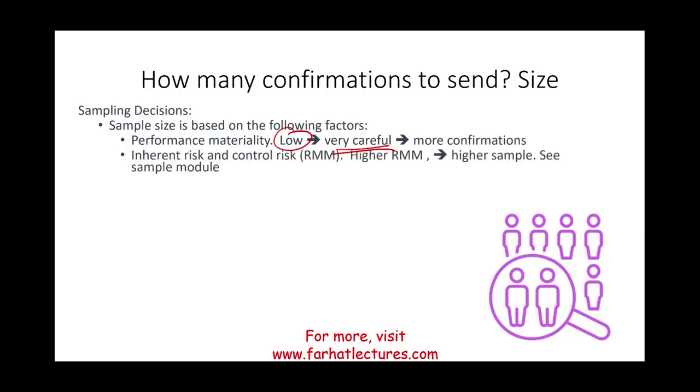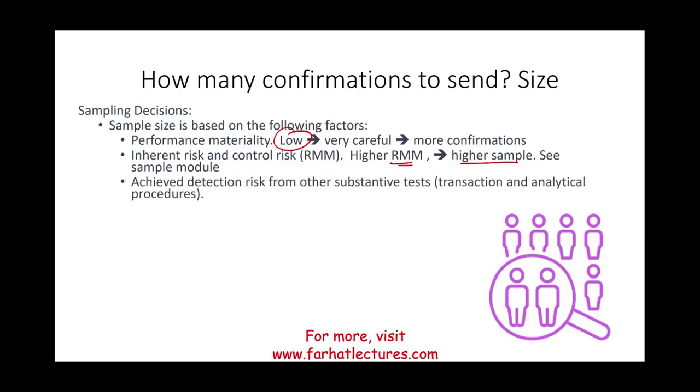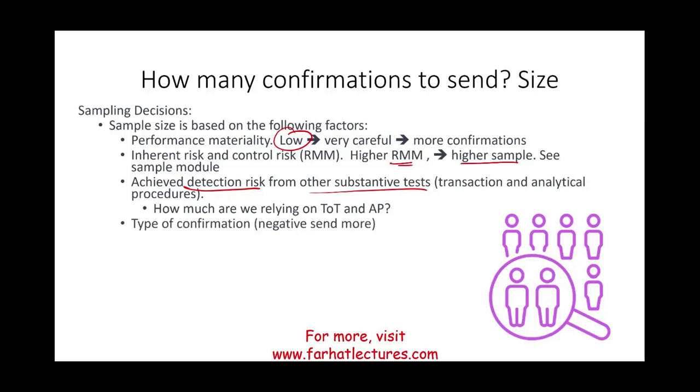Inherent risk and control risk. The higher the inherent risk, the higher the RMM, the higher the sample. Again, you can see the module about sampling, because if you have more risk, you want to do more work. Also, can you achieve detection risk from other substantive testing, like tests of detailed transactions and analytical procedures? That determines how many you are going to send. Type of confirmation you send: if you send negatives, you're going to send more of them.